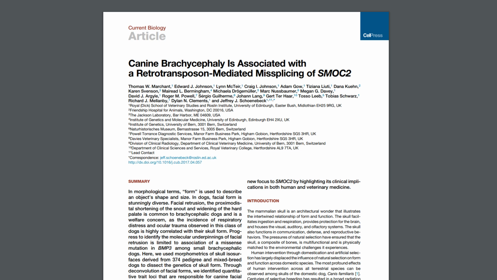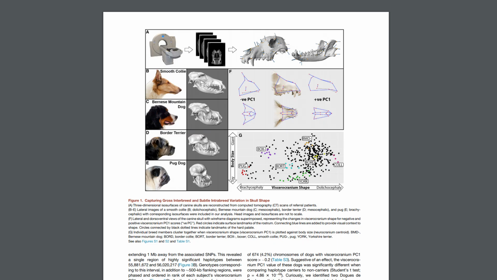But then another paper in 2017 found yet another really important mutation. In our genomes and in the genomes of dogs, there is a gene called SMOC2. In flat-faced dogs, this gene contains a large insertion. A retrotransposon has been inserted into an intron in this gene. So an intron is a part of a gene that's not normally coded into protein. It's just sitting there in the middle. And a retrotransposon has been inserted in there.